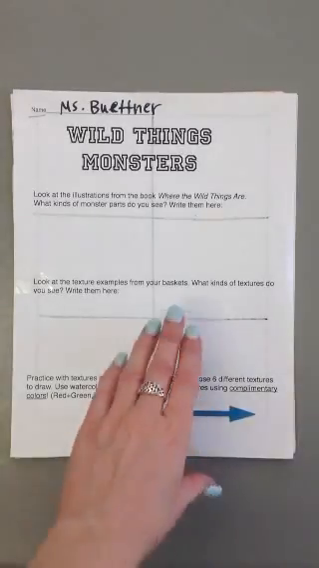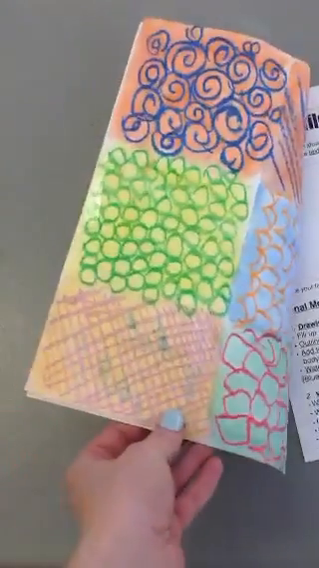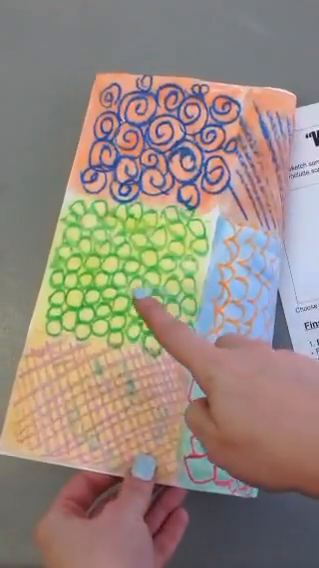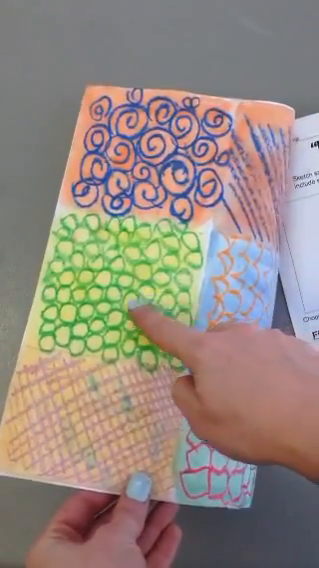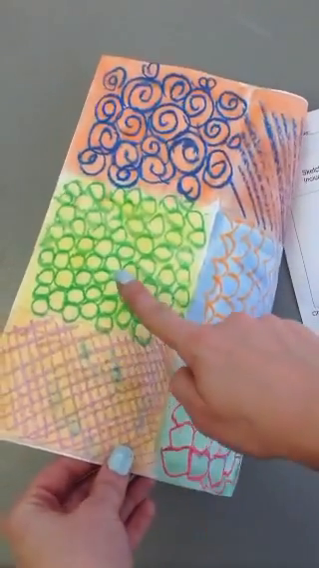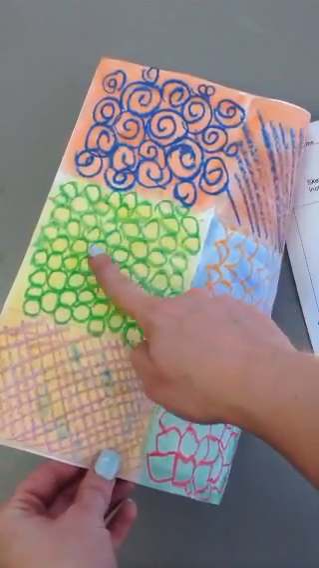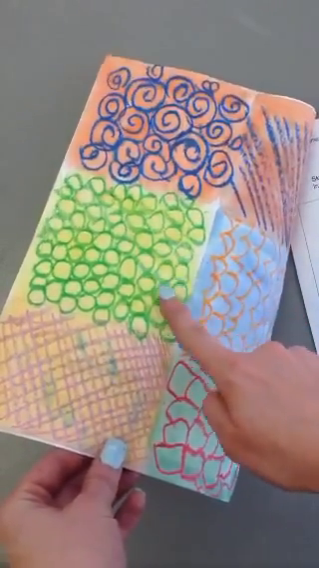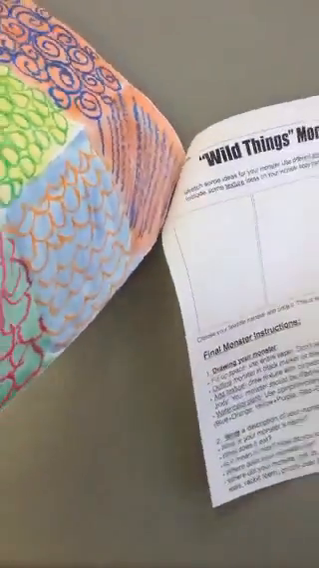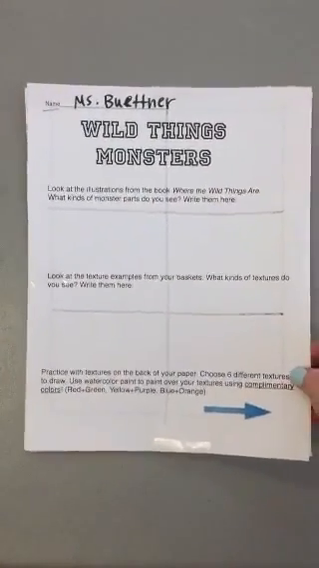All right, everyone. Now that we have practiced our texture from last week, we used our oil pastels to make some shape or line textures, and we went over our textures with a complementary color with watercolor paint. Now we're going to start to plan out our ideas for our Wild Thing monster.